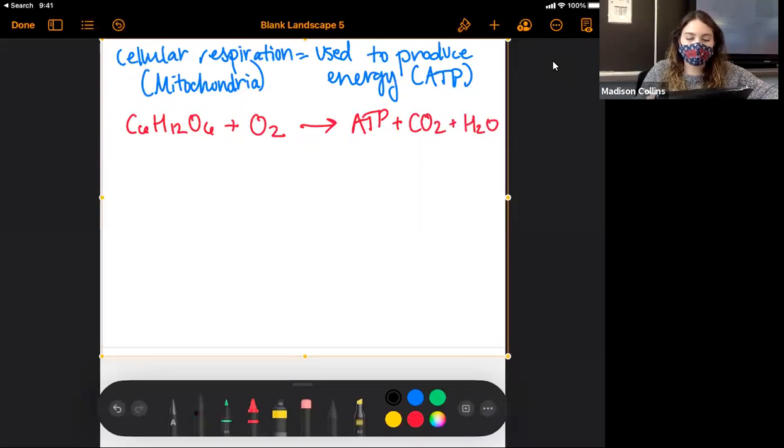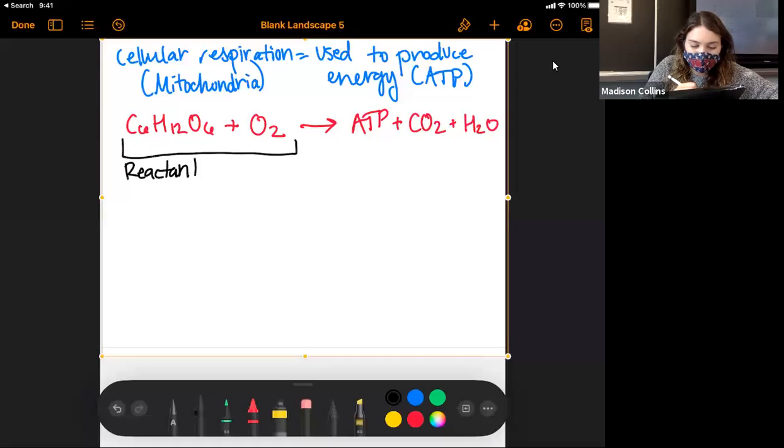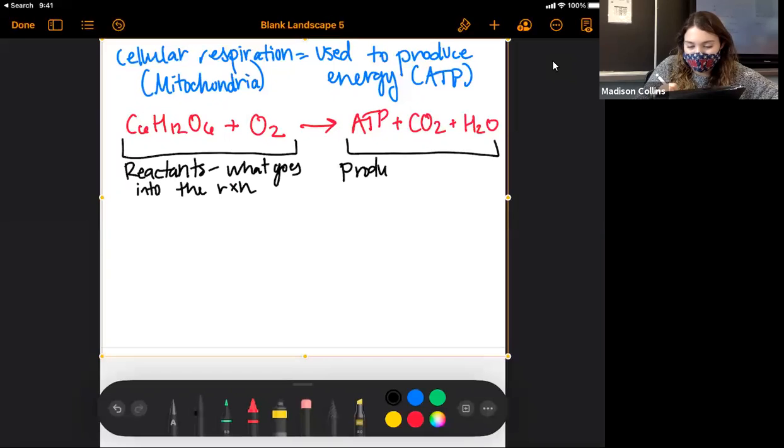Whenever we draw a reaction like this, you need to be able to identify your reactants and your products. Reactants are going to be what goes into this reaction. What reacts in order to form something? What goes into the reaction? And your products are going to be what is produced. What comes out of the reaction?